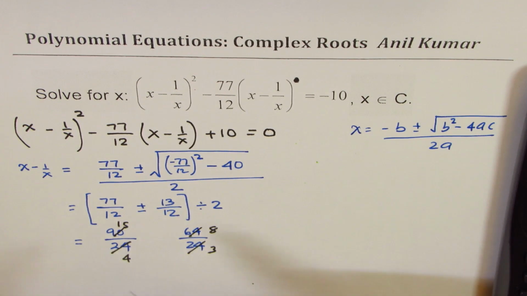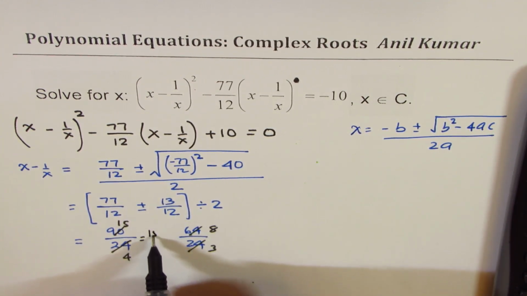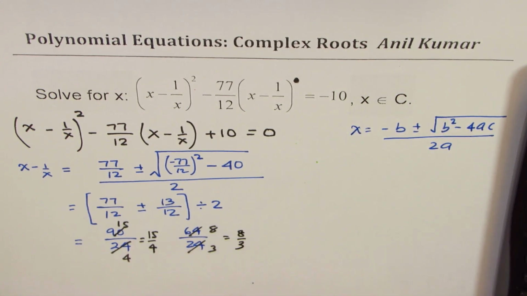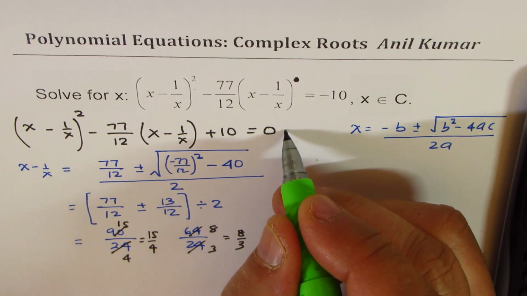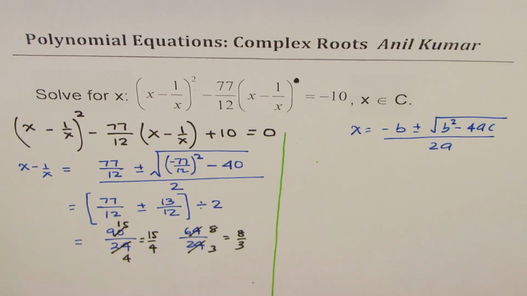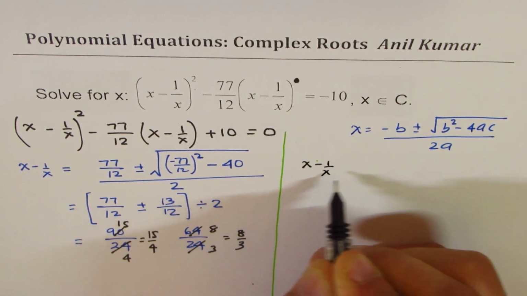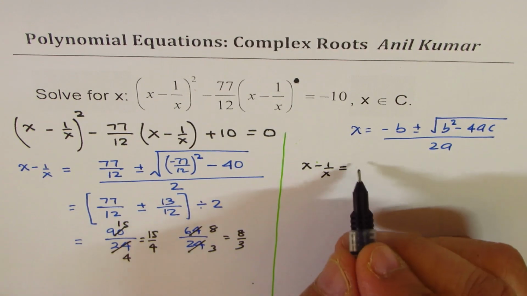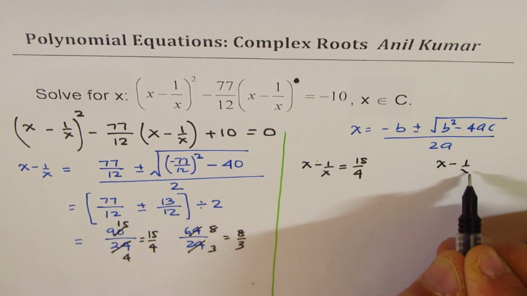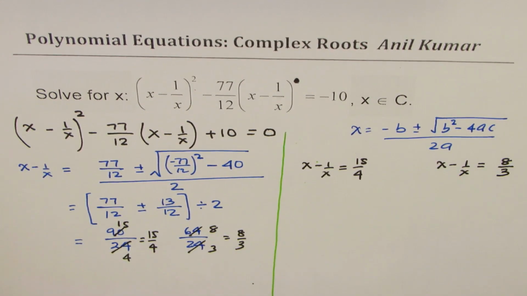So we do get two solutions. One is equal to 15 over 4, and this is equal to 8 over 3, correct? So let me rewrite our solutions. What do we get here? So we can write that x minus 1 over x is equal to 15 over 4. This is one solution. The other one is x minus 1 over x is equal to 8 over 3. So these are the two solutions for us.